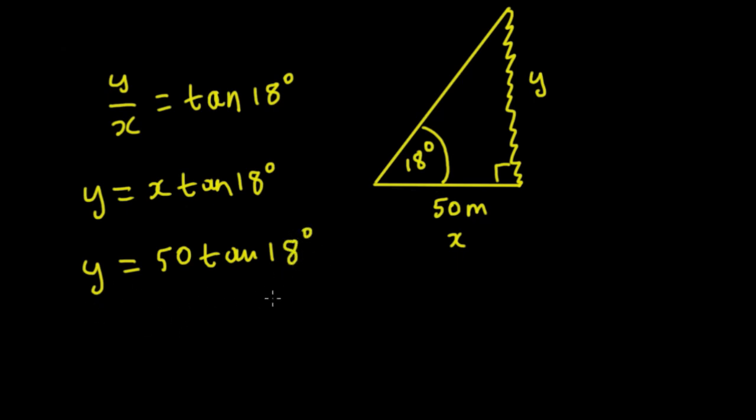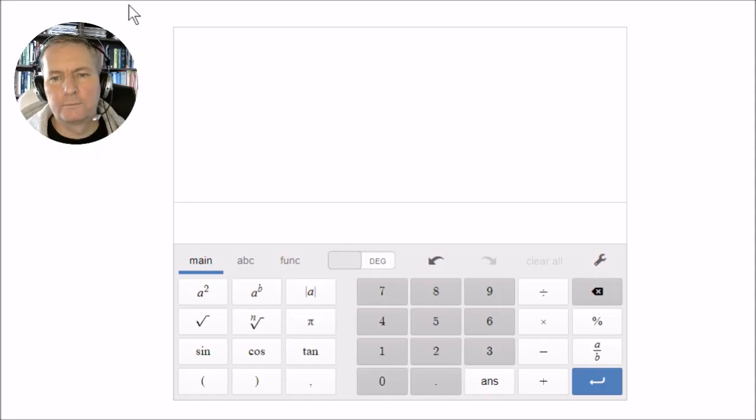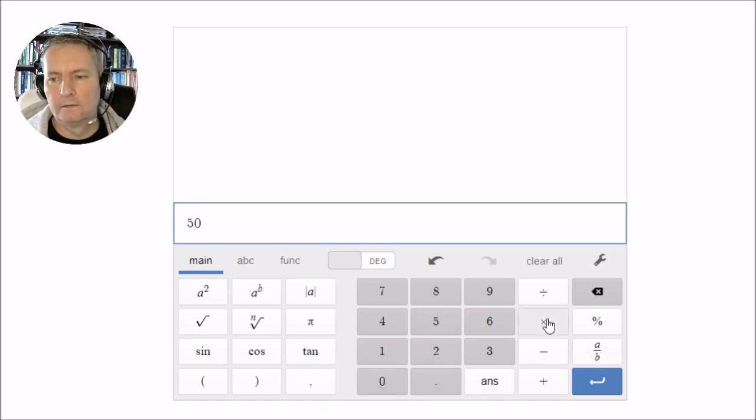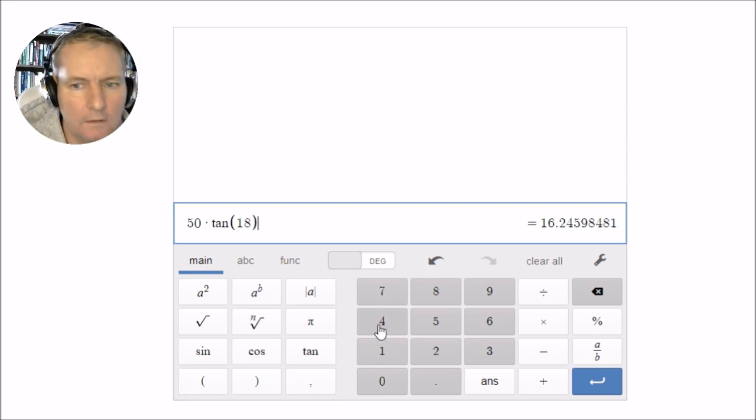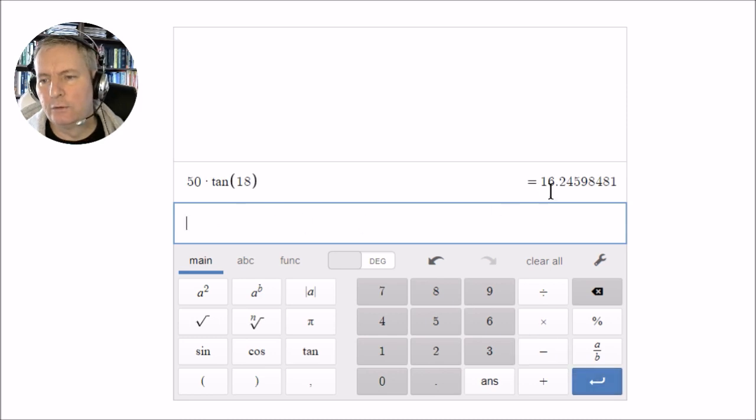So this is what we'll have to work out in our graphical calculator. So we'll just go ahead and we'll put these values into the calculator and we'll see if we can get the right results. So let's put the values into the calculator. It's going to be 50 times the tan of 18 degrees. And that's going to equal 16.245. So the height of the mountain is approximately 16.2 meters.